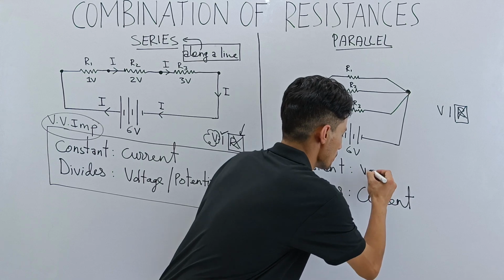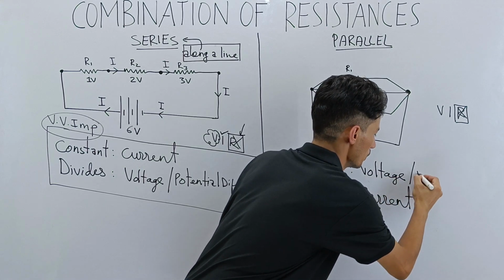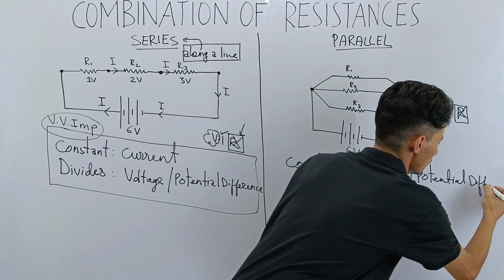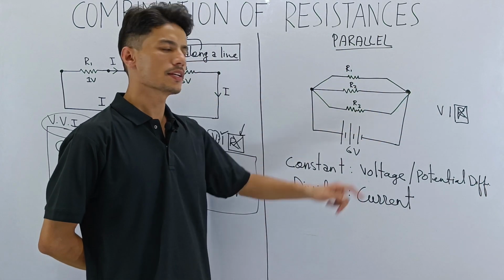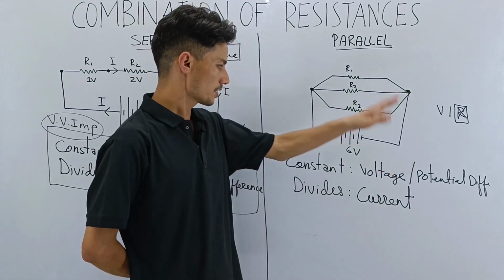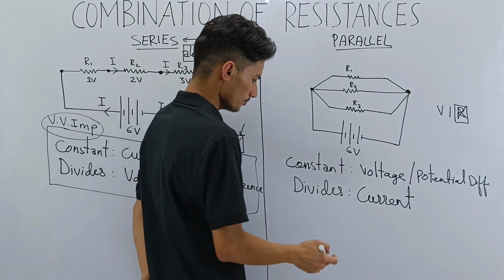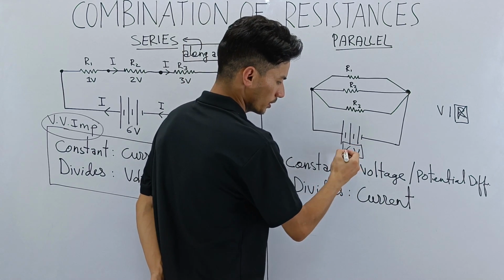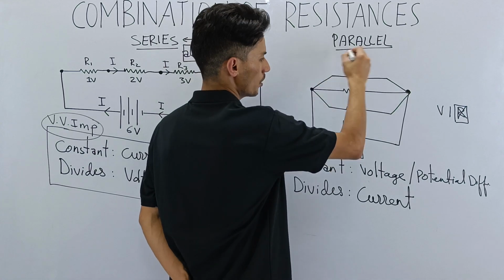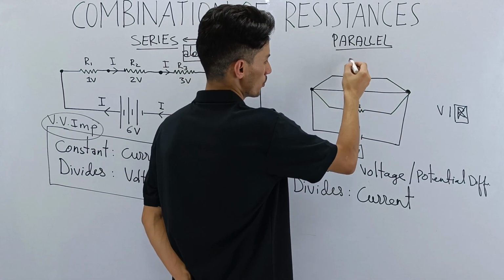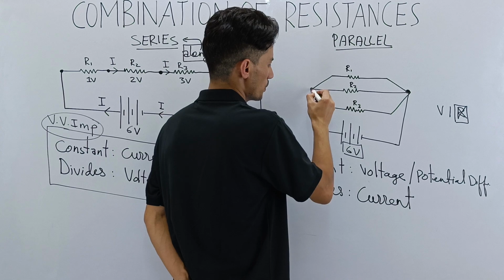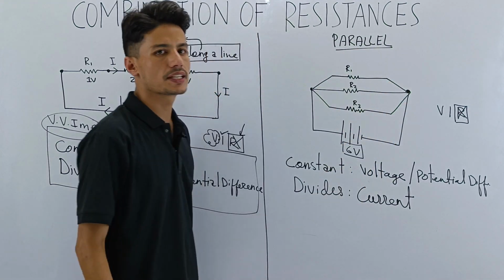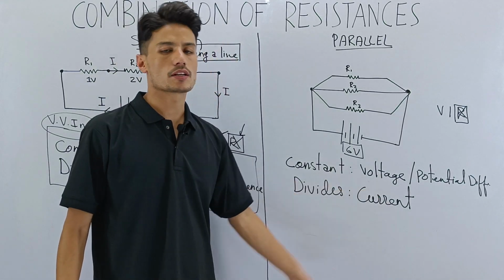So voltage or potential difference will remain same in parallel combination. Okay, let us discuss in detail. Potential difference remains constant. So the potential difference given by the battery is 6 volt. That means 6 volt will flow throughout the entire system. So 6 volt will flow through R1, R2, R3. Between this point and this point, 6 volt will flow. So 6 volt will flow throughout the entire system. That is the meaning of constant.